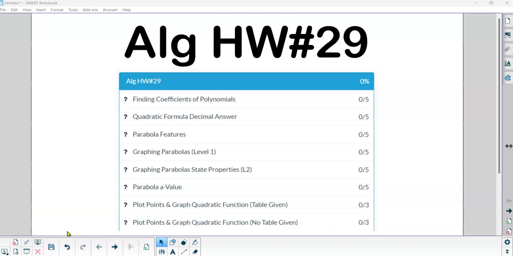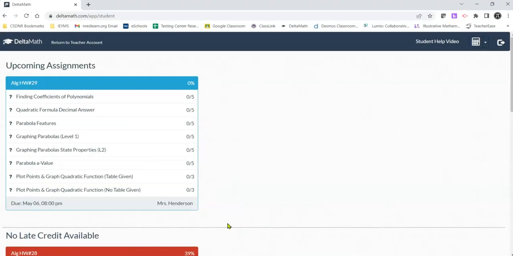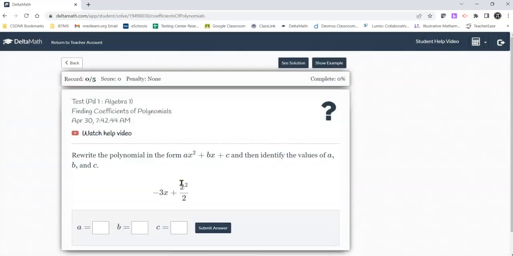Let's take a look at the questions on homework number 29. Please note at the bottom here, these two topics only have a requirement of 3 problems. So let's get started with finding the right coefficients of polynomials.